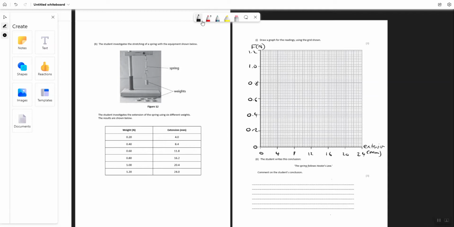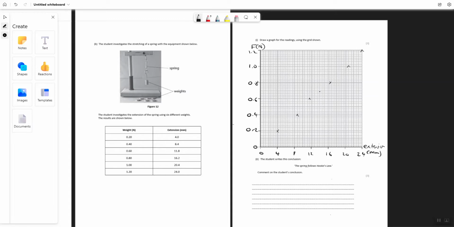Those are our values. Right, what are we going to get our values at? So we've got that point there. We have 0.4 and 8.4, so 8 point there. We have 0.6, 11.8, so we have that there. 16.2 is there, about. 1 and 20.4, so there, and then we've got 1.2 and 24.